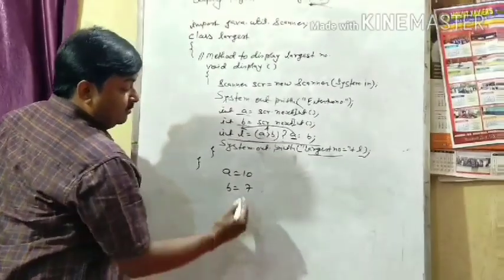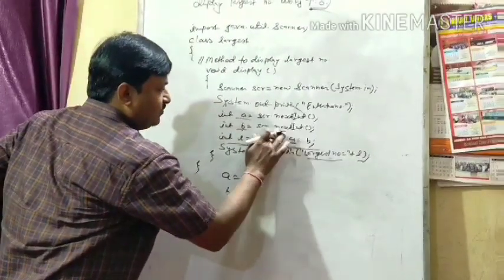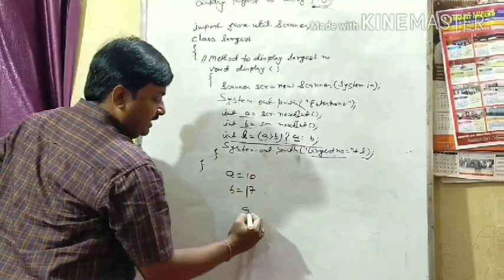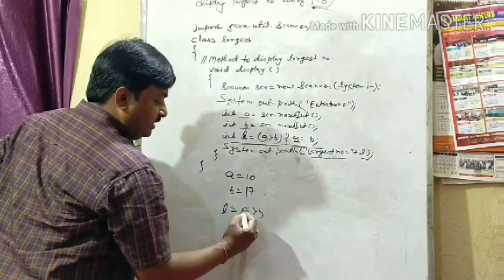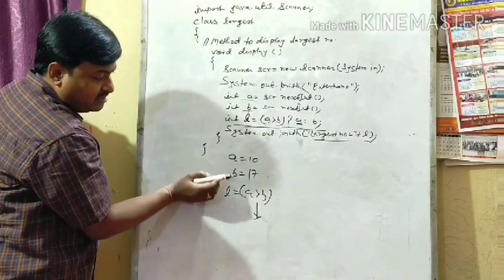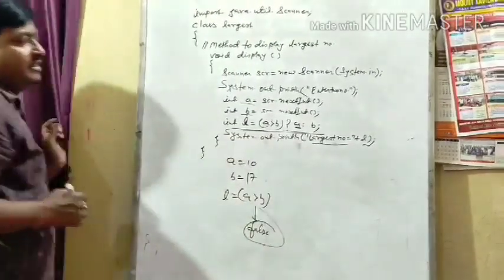Now if we change the value. Now A equal to 10 and B equal to, say, 17. So for this, L equal to A greater than B, and this condition is false because the value of A is not greater than B. So this value is now false.